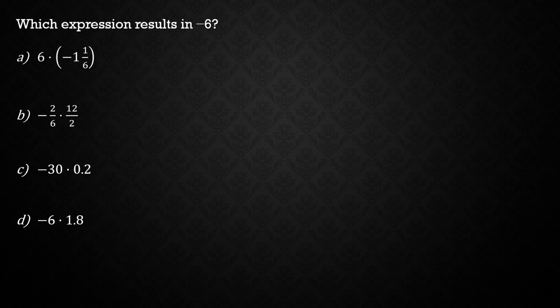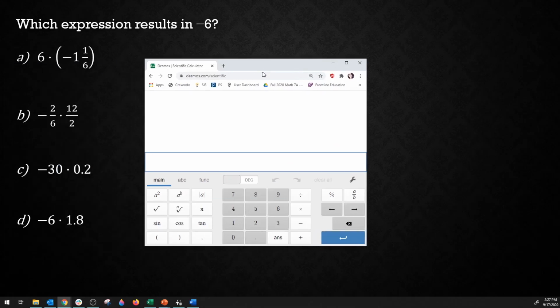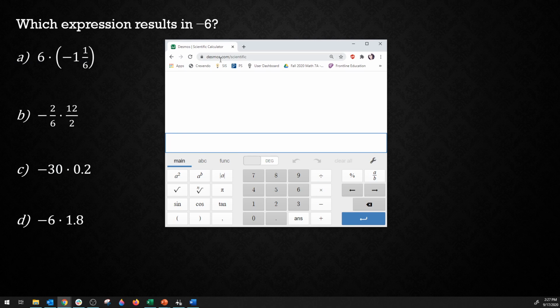Always remember that the calculator I recommend and that I always use is this one right here, desmos.com/scientific. So what we're going to do is go through each one of these answer choices and see which one gives us -6. When we're typing these in, it is so important to keep what you're typing to look exactly the same as what it looks like here. So my parentheses and my negatives and my fractions all look identical. If they do not look identical, you're not getting the right answer, so always keep that in mind.